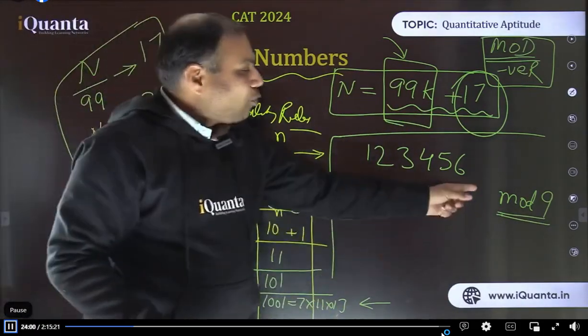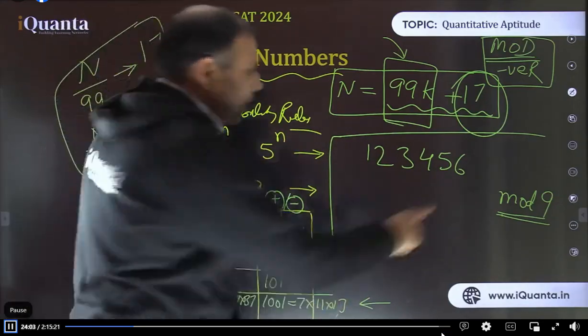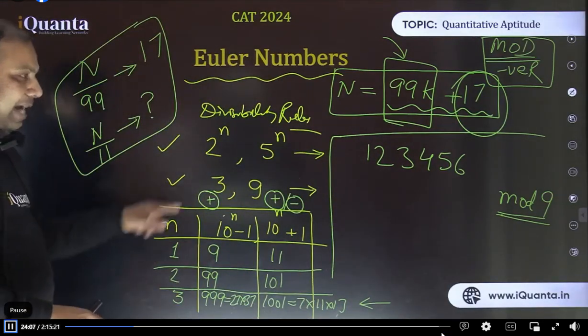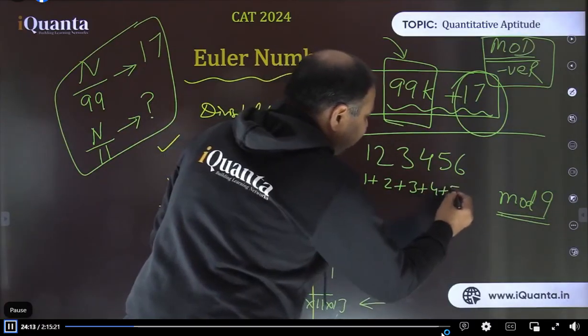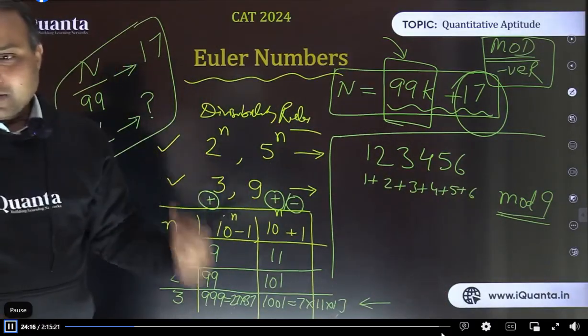I'm only asking what is going to be the remainder left. Okay. So now how to find the remainder? You all know that we need to make groups of single digits and add them all together. So it's going to be 1 plus 2 plus 3 plus 4 plus 5 plus 6. That will give me the remainder. Okay. You can easily add that.